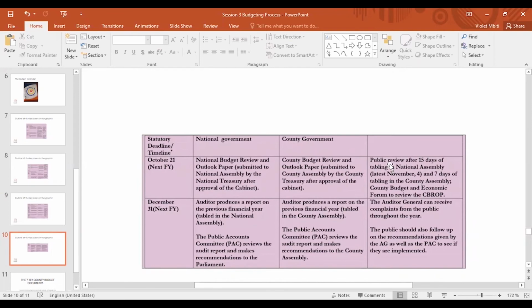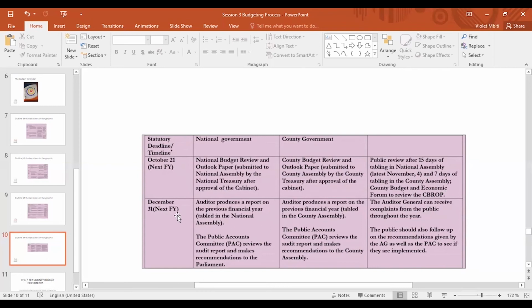So the role of the public is to review after 15 days of tabling in National Assembly. All right, latest November 4th, and 7 days of tabling in the County Assembly, County Budget and Economic Forum to review the CBROP. So you know that in Machakos, each county has a CBEF. CBEF is the County Budget Economic Forum. So like Mary Mutula represents the youth at the County Budget Economic Forum in Machakos County. So they are the ones who are given now the mandate to go and discuss it.